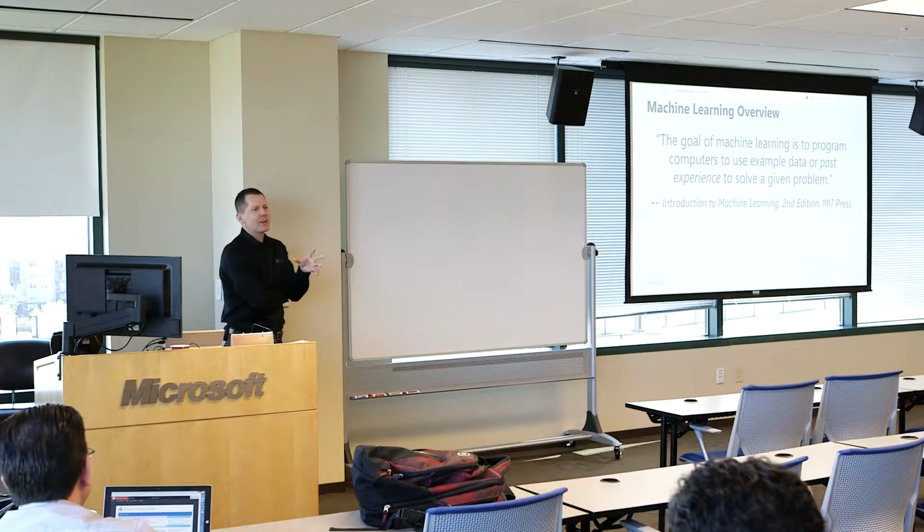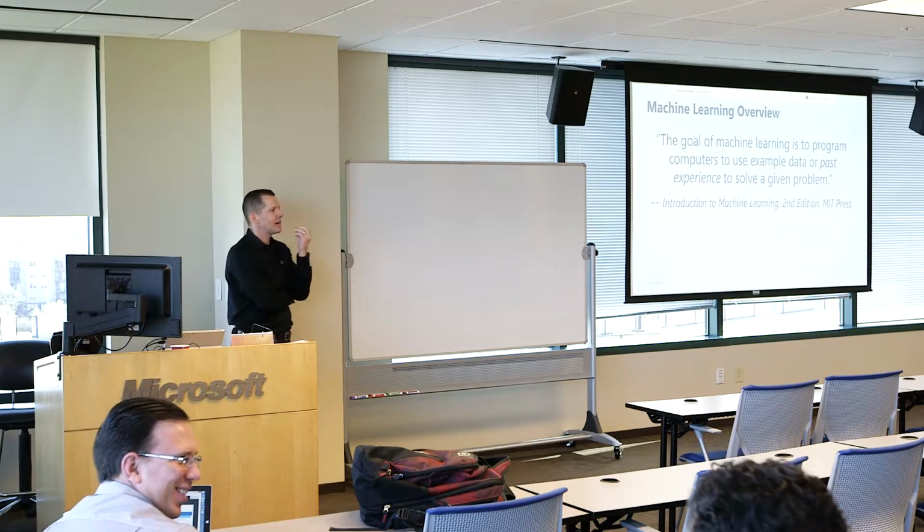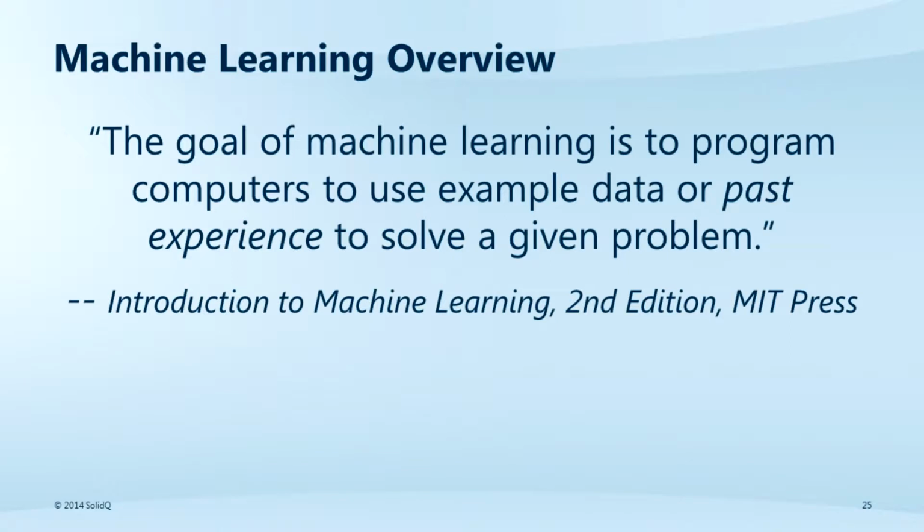But just to put us all on the same page, a really basic description of machine learning is this one that I pulled out of Introduction to Machine Learning. It's from MIT Press, and it says the goal of machine learning is to program computers to use sample data or past experience to solve a given problem.